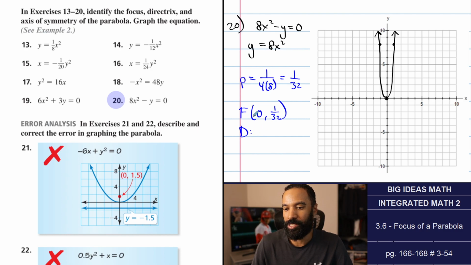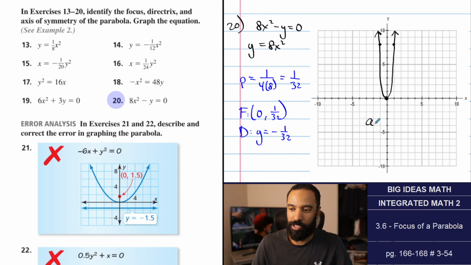Your directrix is going to be a horizontal line just below: y equals negative 1 over 32, like that. Your axis of symmetry is x equals 0.